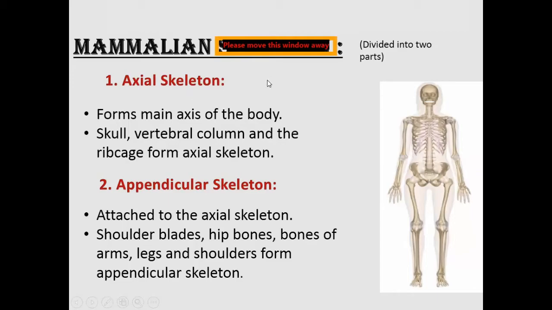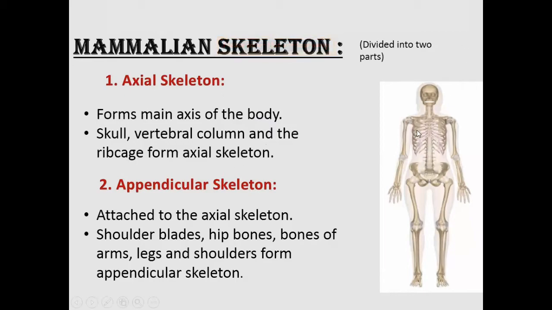We humans are mammals. The human skeleton is divided into two, the axial skeleton and the appendicular skeleton. First we have the axial skeleton. The axial skeleton forms the main axis of the body. The skull, the vertebral column, and the rib cage form the axial skeleton.